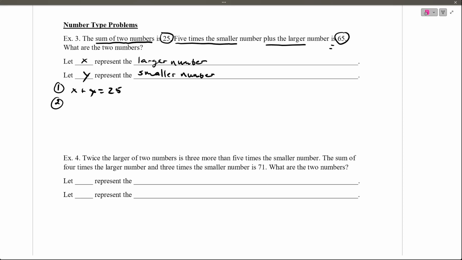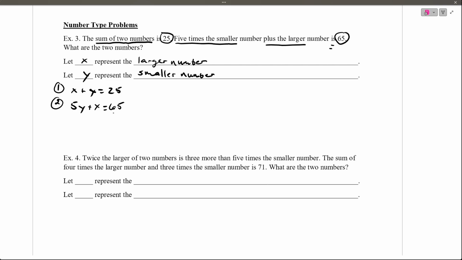Let's see what else we got. 5 times the smaller number. Okay, the smaller number is y. Okay, so 5 times that. So 5y plus the larger number. Nothing's changing about the larger number, so it's just 5y plus x. And that whole thing is 65.